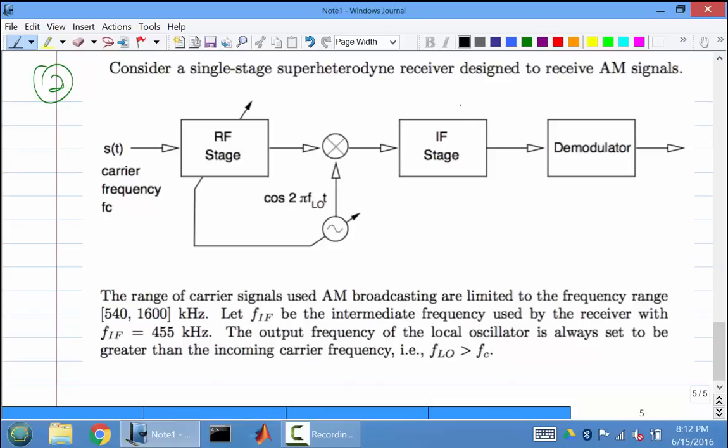Consider a single-stage superheterodyne receiver. The range of carrier signals used for AM broadcasting will range between 540 to 1600 kilohertz. That's what's usually done. The intermediate frequency usually in AM broadcasting is set to 455 kilohertz. Also, we assume that the local oscillator frequency is going to be bigger than your carrier. So this again is down conversion.